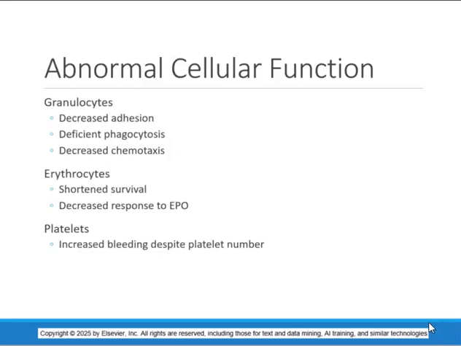So what do we do? The granulocytes don't do what they're supposed to do. They don't adhere, they don't phagocytize, they don't go where they're supposed to, they don't respond to chemotaxis. The red cells don't live the 120 days now. They just don't respond to erythropoietin. The platelets, I mean, they're there, but they don't do anything. Very abnormal cellular function that we run into with this for all the cell lines.